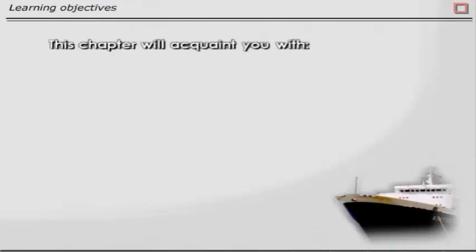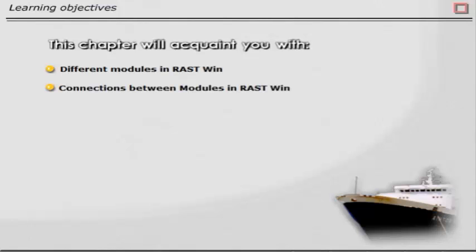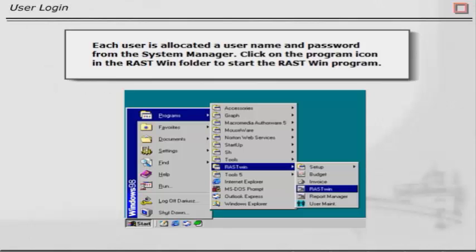This chapter will acquaint you with different modules in RAST Win, and the connections between modules in RAST Win. Each user is allocated a username and a password from the System Manager. Click on the program icon in the RAST Win folder to start the RAST Win program.